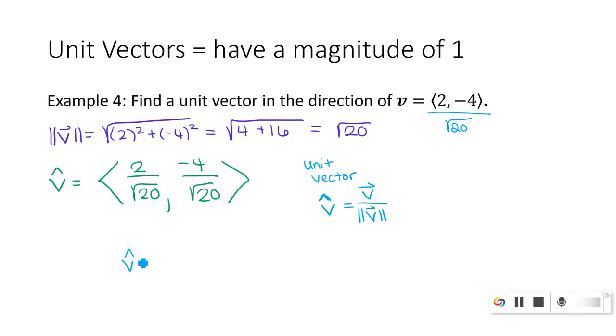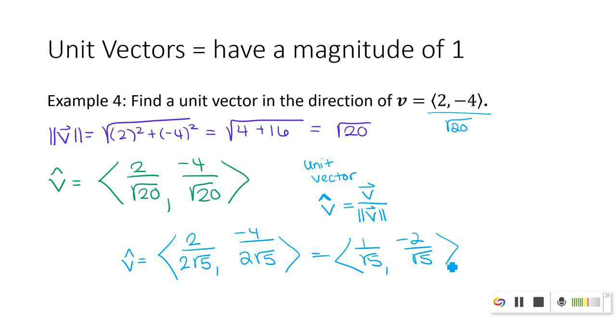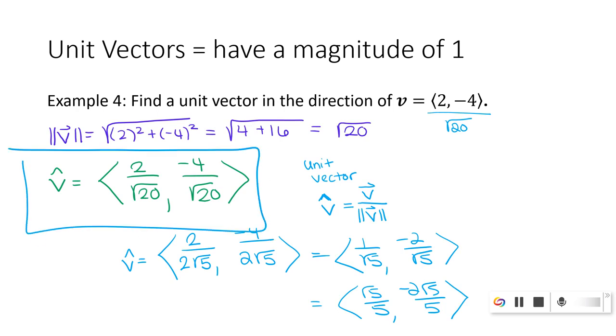You could simplify this further if you want, if this were on homework or a test. I don't care if you simplify your radicals or not, but root 20 is the same thing as 2 root 5, and then you could reduce, so this would be 1 over root 5, negative 2 over root 5, and then if you really wanted to, you could rationalize and say root 5 over 5, negative 2 root 5 over 5. I don't care if you do that. This answer I have in green is perfectly fine. But sometimes it's nice to know that there are other forms the answer might take.